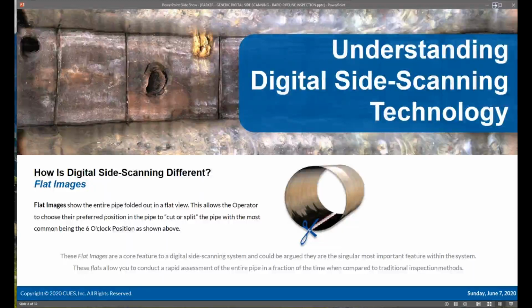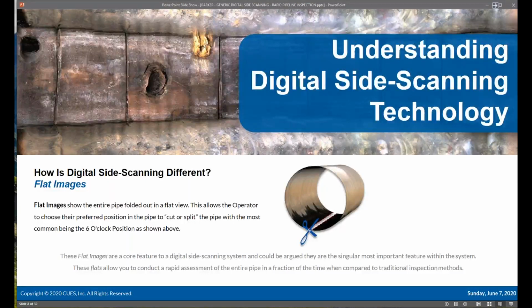In terms of just understanding what digital side scanning is all about, as you've seen on a few of the previous slides now, you see these flat images, which are at the top of the slide you're viewing now. These are arguably the most important feature in any side scanning system because of what it allows you to do with your collected data. If you can imagine taking a pair of scissors to the bottom of the pipe, folding it out flat, that's essentially how flats are created. So take a pair of scissors at the bottom of the pipe, fold it out like a piece of paper, and it's giving you an unobstructed view of the entire pipe.